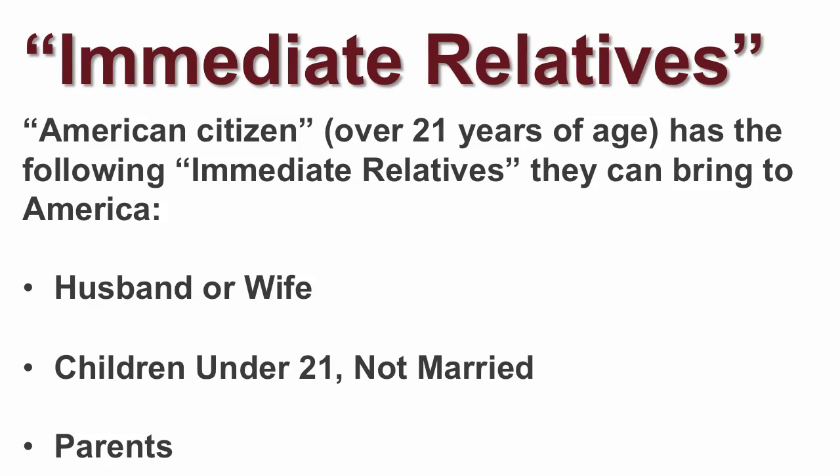Immediate relative classification is an American citizen who's over 21 years of age who has the following immediate relatives that they can bring to America. So you're an American citizen who's applying for your husband or wife, for children who are under 21 and who are not married, and for your parents.